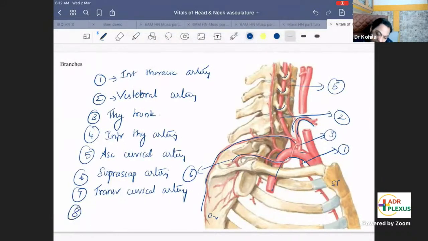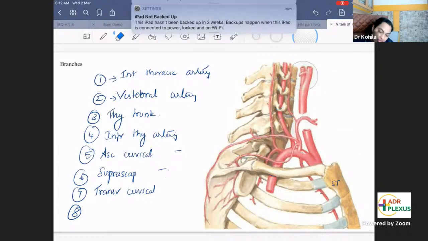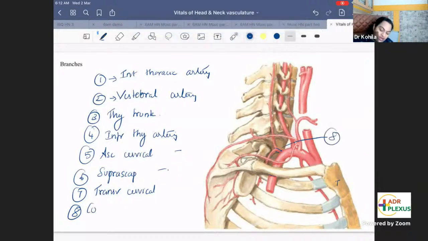This one here, can you see the costocervical trunk? Okay, I'll erase a few numbers. Okay. This one here, this is the costocervical trunk.